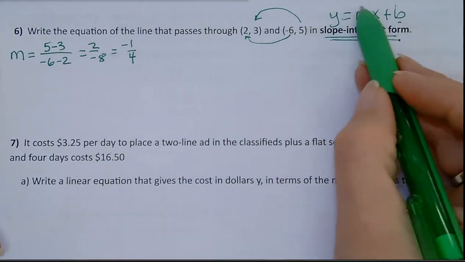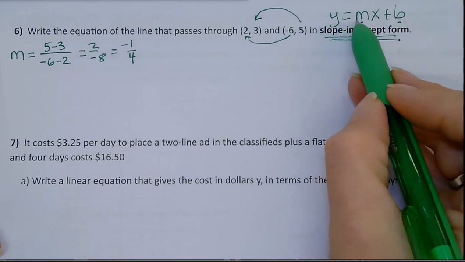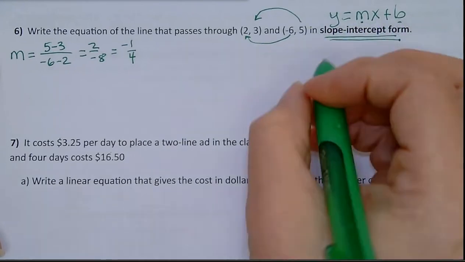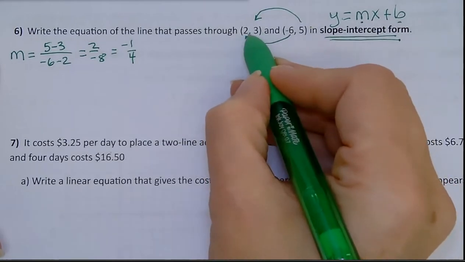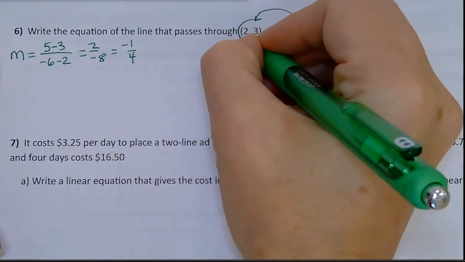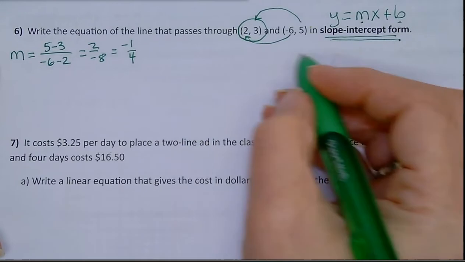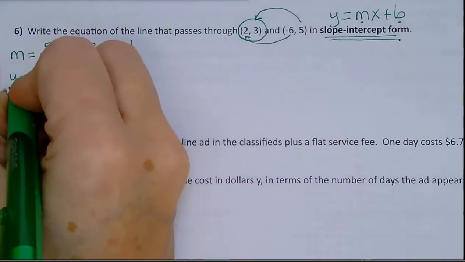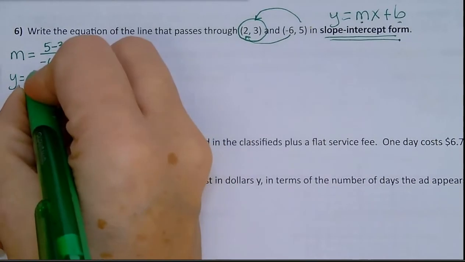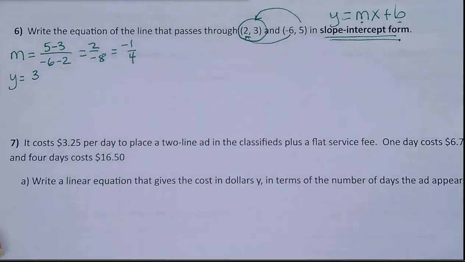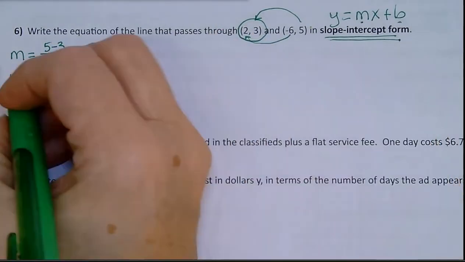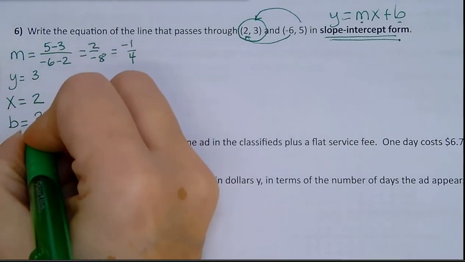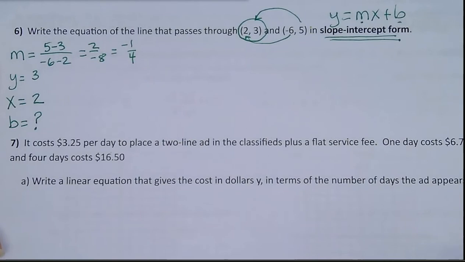For me to find b, if I have y and m and x, I can solve this equation for b, right? So I'm going to choose an x and a y right here. I'm going to choose this first ordered pair. I now have an x and I have a y. I'm going to write it like this. y equals 3. I already know m equals negative 1/4. And I'm going to say x equals 2. And b equals, I don't know. I'm going to find out.